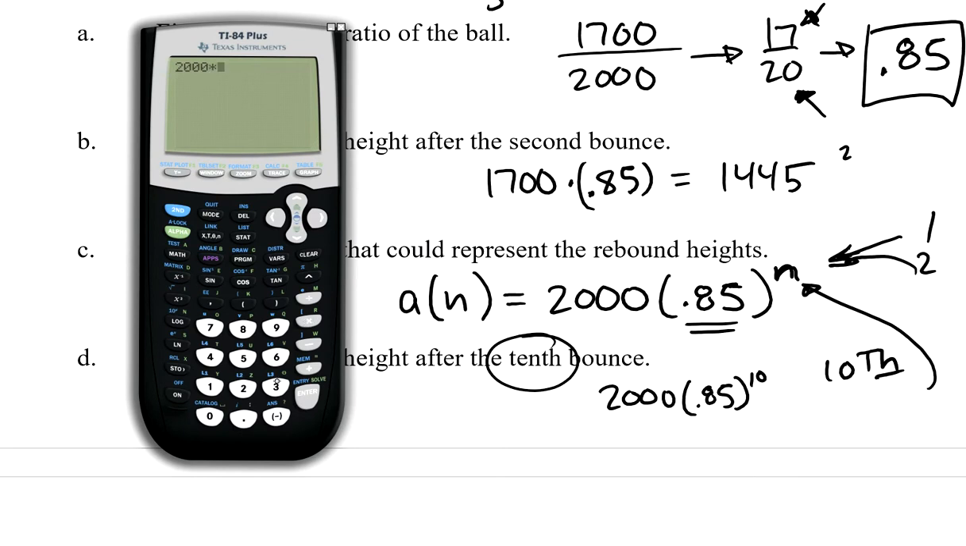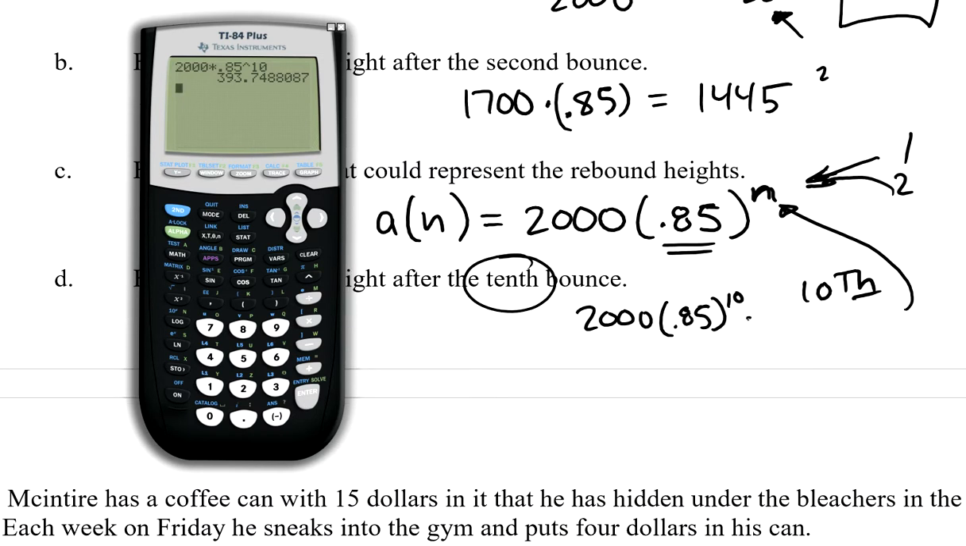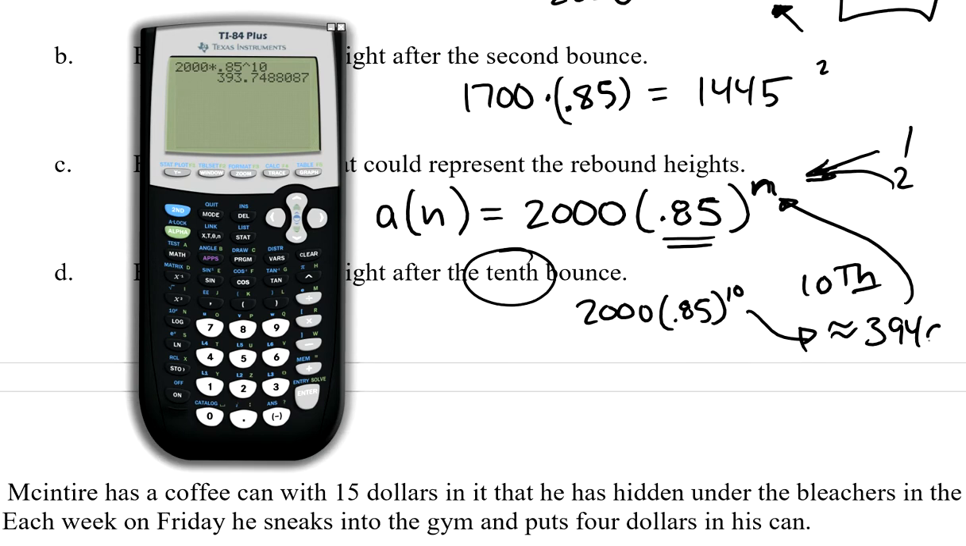So 2,000 times 0.85, and then I'm going to raise to the power of, and your calculator display will look a little bit different than that, but this little up arrow here is how you get up into the exponent, so raised to the power of 10. And when I do that, it says that after 10 bounces, it should rebound to about 393.7. So I'm just going to round that up to approximately 394. And what were the units? Centimeters? Yes, 394 centimeters.